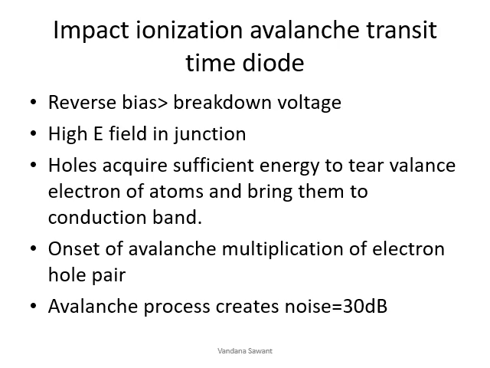The impact ionization avalanche transit time diode has some characteristics. The reverse bias voltage is greater than the breakdown voltage, and only then will avalanche breakdown take place. A high electric field is applied across the junction. The holes acquire sufficient energy to tear the valence electrons out of the atoms and bring them to the conduction band. How the avalanche breakdown takes place, everyone knows.